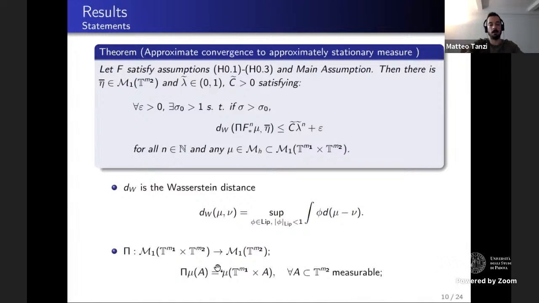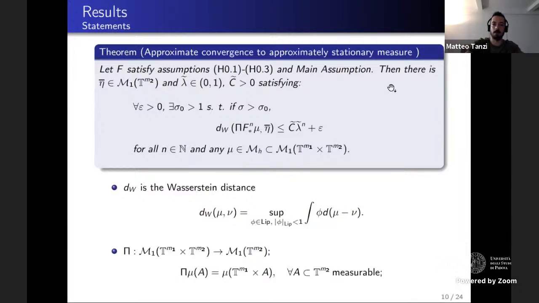Pi is the projection of a measure to the vertical marginal. So pi acts on measures on TM1 cross TM2 and gives a measure on TM2. The vertical marginal means you have a measure on this full space, and you squash the measure onto one coordinate, the vertical one. And this is the definition of the vertical marginal. MH here is a set of measures on TM1 cross TM2, a kind of regularity class, which I'm not going to talk about now. It's going to come up in the proofs. So we cannot give the statement for any initial measure mu, but this measure has to be inside some regularity class.